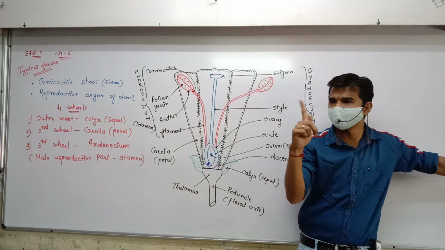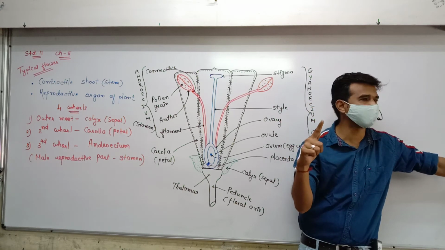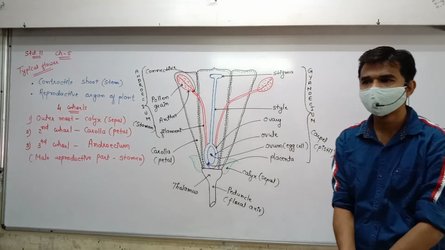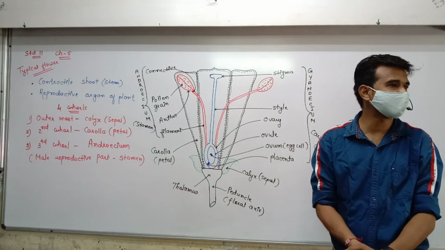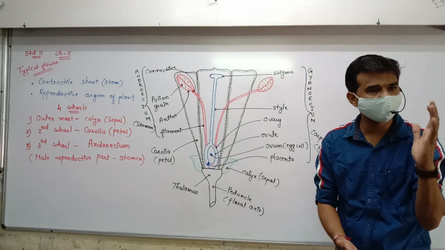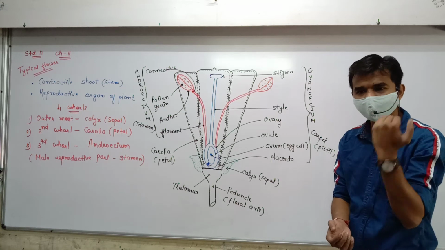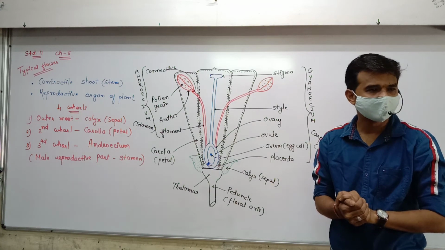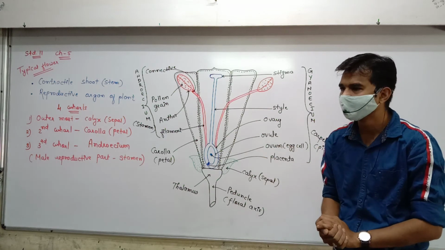So the filament can change the position of the anther in such a way as to facilitate pollination. Just inside the anther, immature pollen grains are there, and at the time of pollination the anther releases the pollen grains outside, and through pollination they are shifted from one plant to another plant, or in the same flower also.